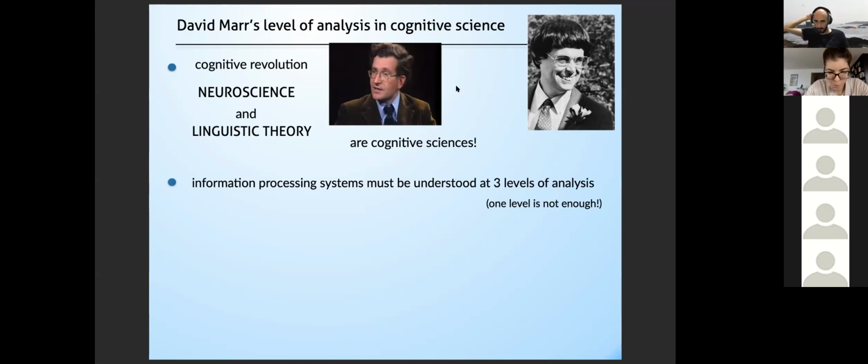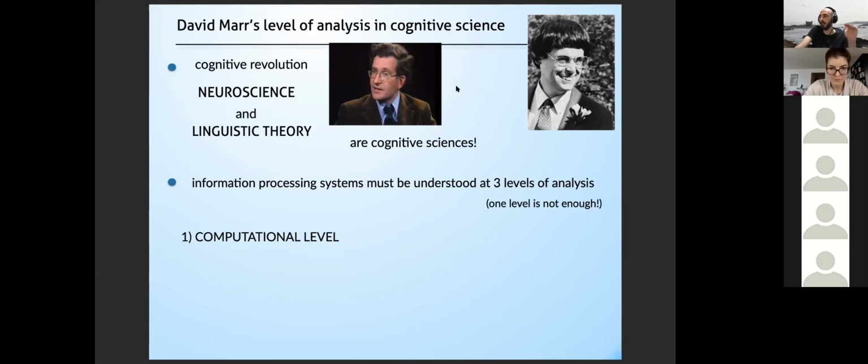And in relation to this, David Marr claimed in a very, very influential paper that information processing systems at any level of our cognition must be understood at 3 levels of analysis. In every domain of our cognition. So whether you're talking about language or vision or sound processing, it's always useful to have these 3 levels in mind, okay? And these levels are the following.